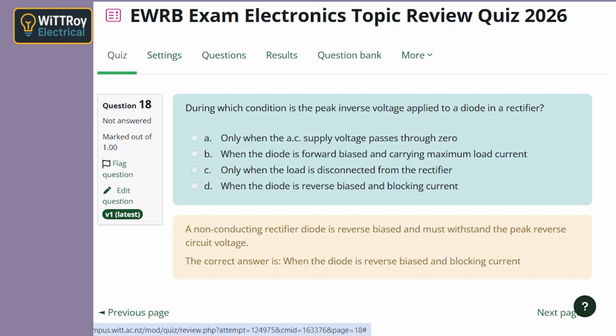Okay, I think I've got it. The answer is when the diode is reverse biased and blocking current. Good, you've got the important point now. A non-conducting rectifier diode is reverse biased and must withstand the peak reverse circuit voltage.